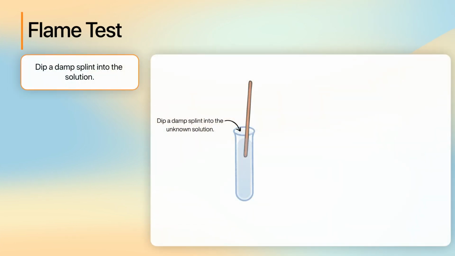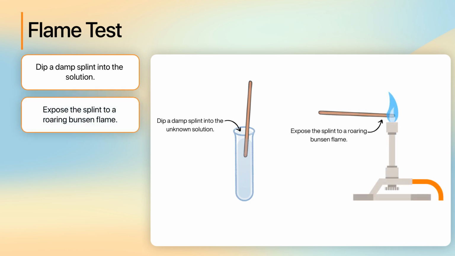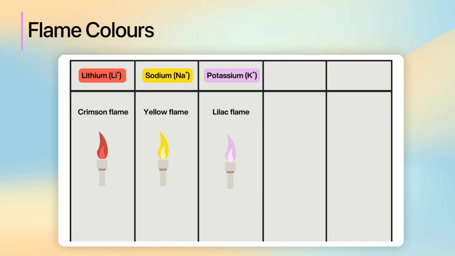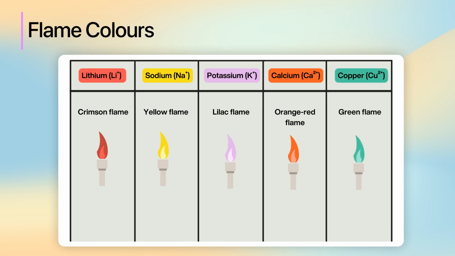To conduct a flame test, you can simply dip a damp splint into the unknown solution and expose the splint to a roaring Bunsen flame. Lithium compounds produce a crimson flame. Sodium compounds result in a yellow flame. Potassium compounds produce a lilac flame. Calcium compounds result in an orange-red flame. Copper compounds produce a green flame.